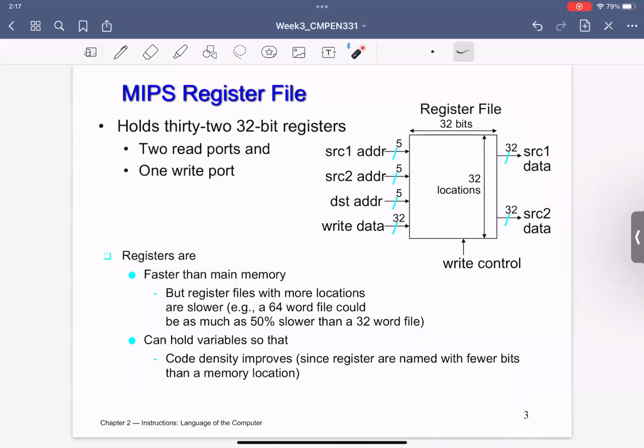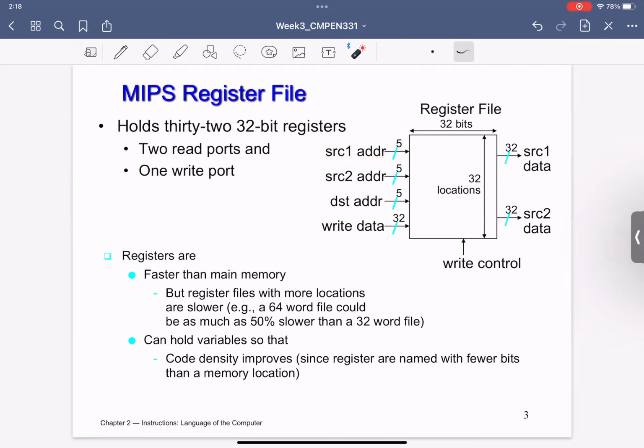So again, here is the register. We have here 32 bits. The output of this register will be the first source. The second output will be the second source. So you can think of this as a pipe that will take out whatever is in the drawer with a certain particular number. So I will tell you first, with 5 bits, what is the address of the first source, or what is the address of the first drawer.